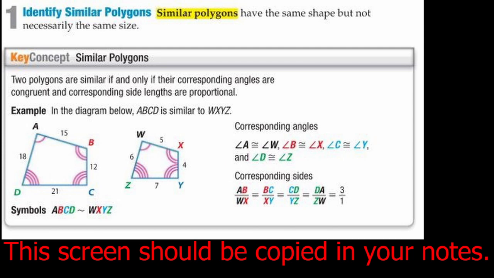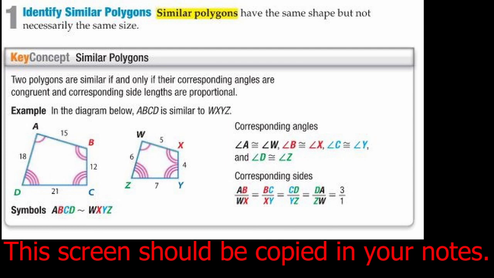They continue going around the polygon, CD divided by YZ, and DA divided by ZW. And they're getting those from the statement where it says example in the diagram below. ABCD is similar to WXYZ. You just have to match up the letters in the first and second position with the letters in the first and second position. For the last one, they matched up the first and last letters, D and A, with the first and last letters from the other figure, Z and W, to get that.